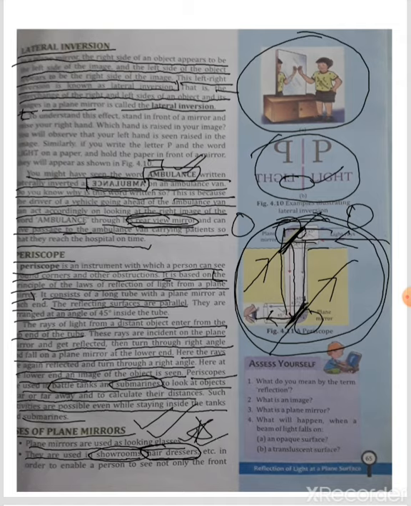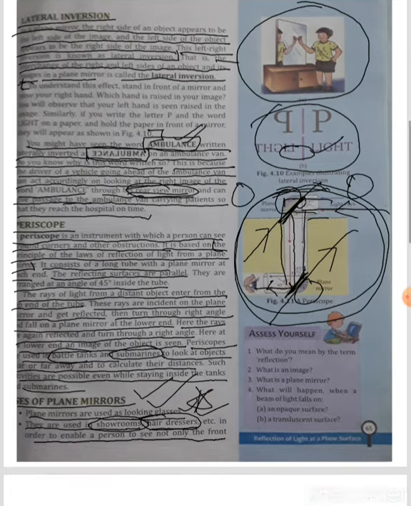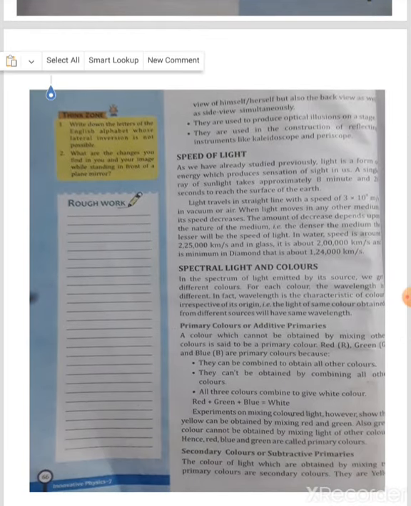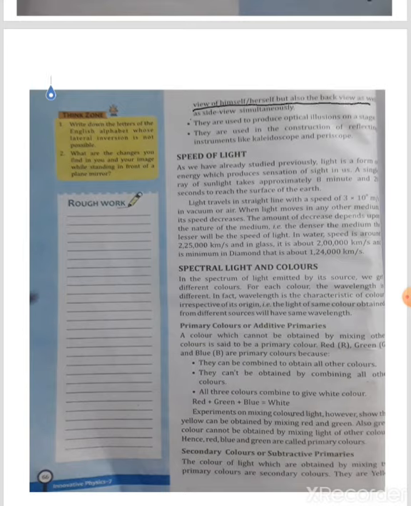In order to enable a person to see not only the front but also the back, isn't it? Yes, to view himself or herself, but also the back view as well as the side view simultaneously. All right, now they are used to produce optical illusion on the stage. Optical illusion means you can have multiple images, okay, understand? Then they are used in the construction of reflecting instruments like kaleidoscope and periscope.